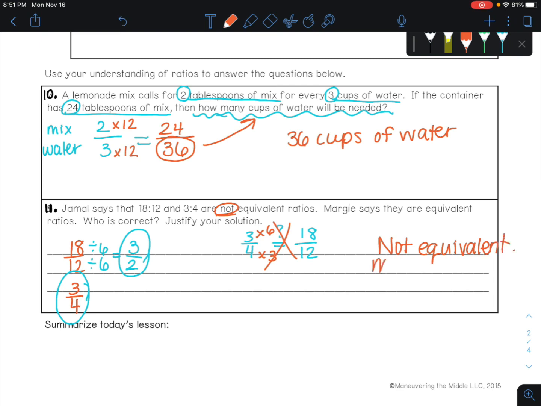So Margie is correct. No, never mind. Jamal is correct. And there we go.